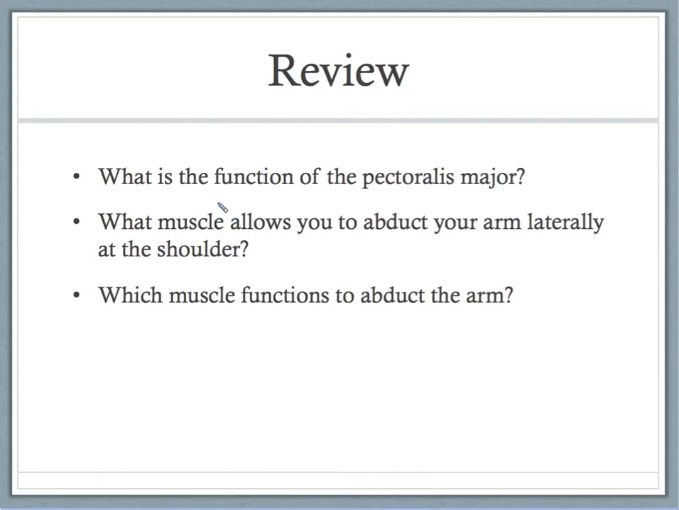Here are some review questions. What is the function of the pectoralis major? What muscles allow you to abduct your arm laterally at the shoulder? And what muscle functions to abduct the arm in general? So there are your review questions. Answer those. If you have questions, please come see me. We'll talk through it. We'll do some reviewing when you come back, and then we'll continue on through the rest of your body.